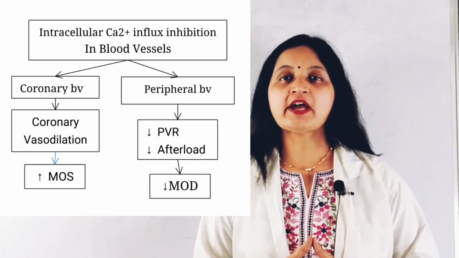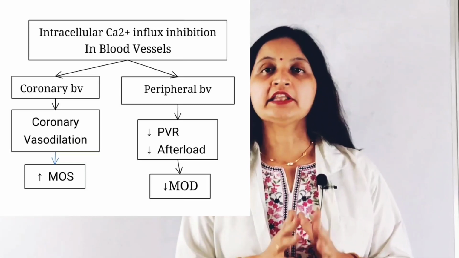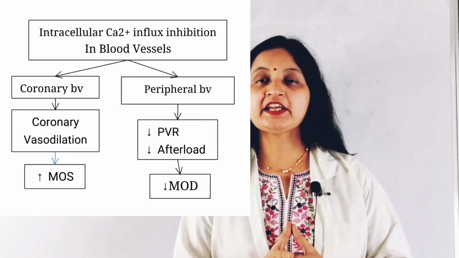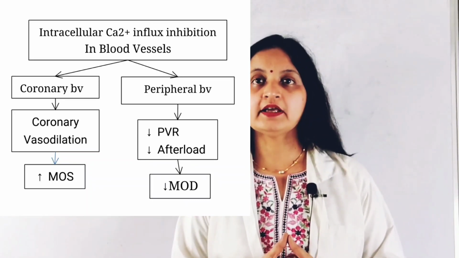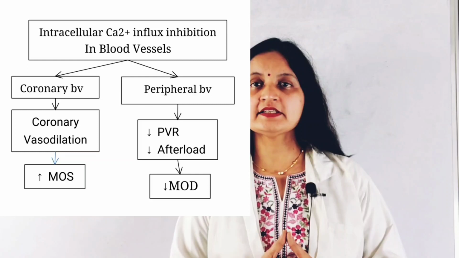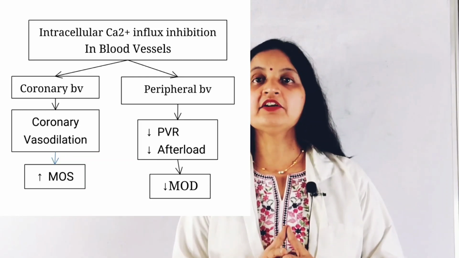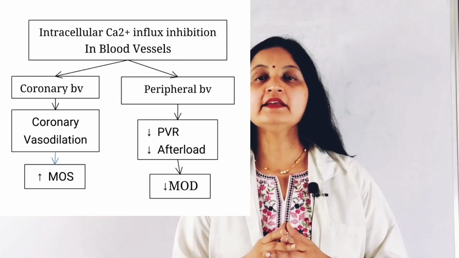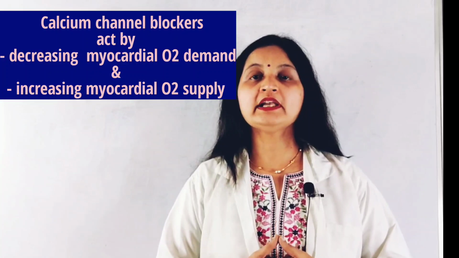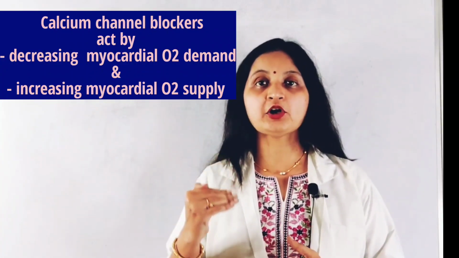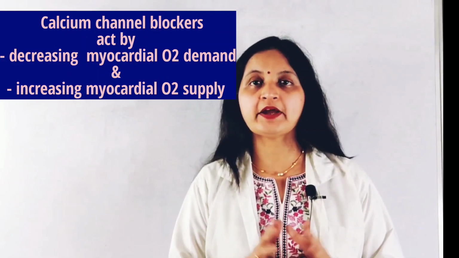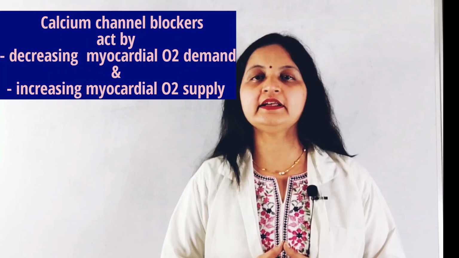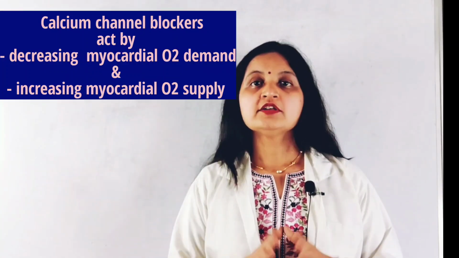By inhibiting the calcium channels in the coronary blood vessels, they cause vasodilatation, dilatation of the epicardial coronary blood vessels, increasing the blood flow to the heart, and by decreasing the resistance in the peripheral blood vessels, they decrease the afterload on the heart, thus decreasing the myocardial oxygen demand. So, calcium channel blockers help to relieve chest pain by decreasing the myocardial oxygen demand and also increasing the myocardial oxygen supply to the heart by causing vasodilatation and increasing the blood flow to the heart.